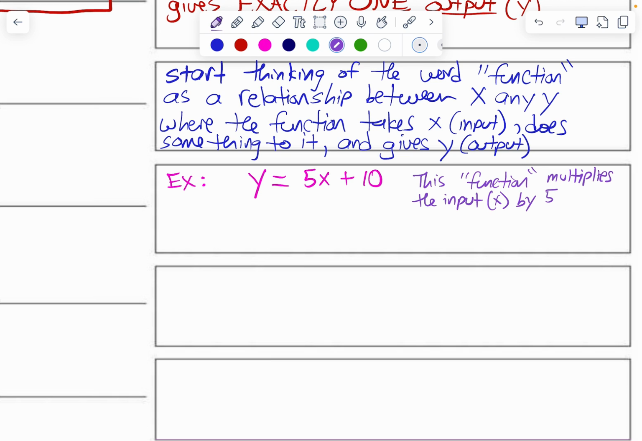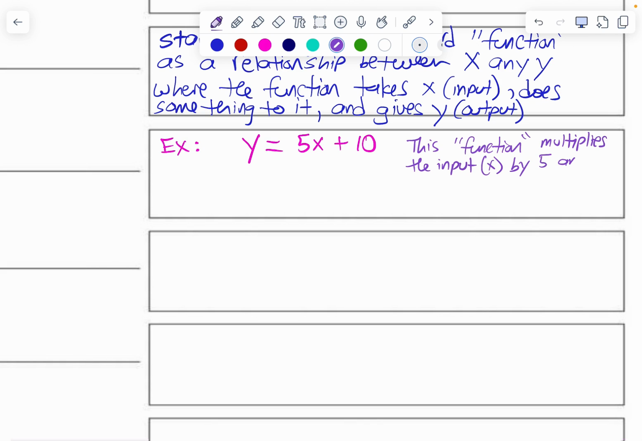Okay, that's what Abby said. So times 5, and then what? And then add 10. Did you say adds or just add? And then adds. You're right, we're talking about the function. This function multiplies the input, which is x, by 5, and then adds 10 to give y, which is the output.